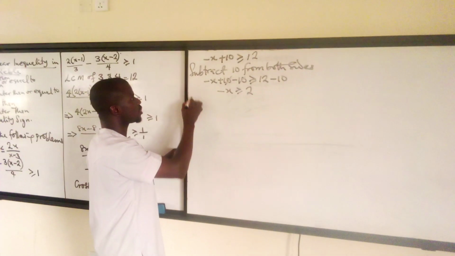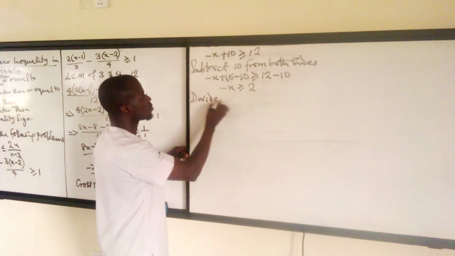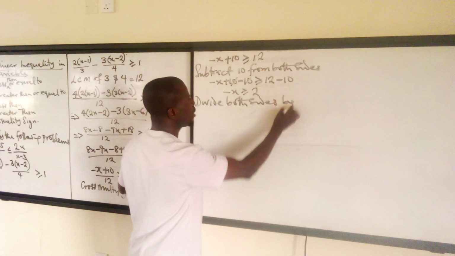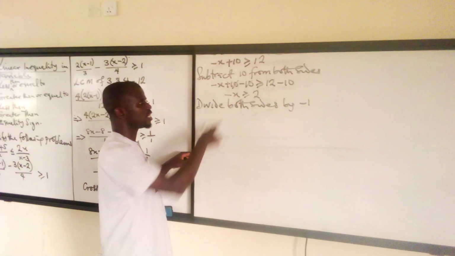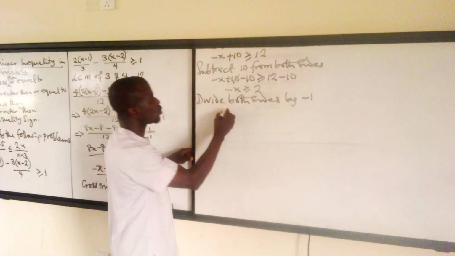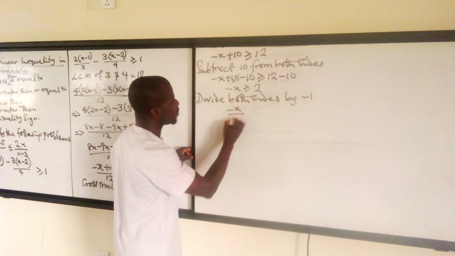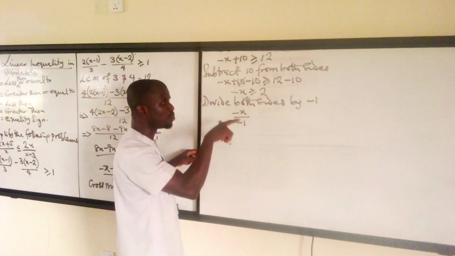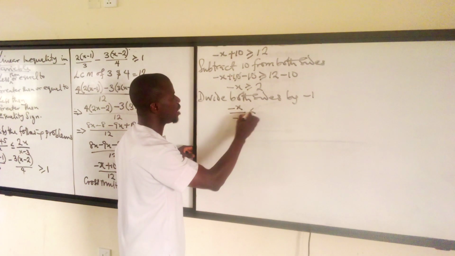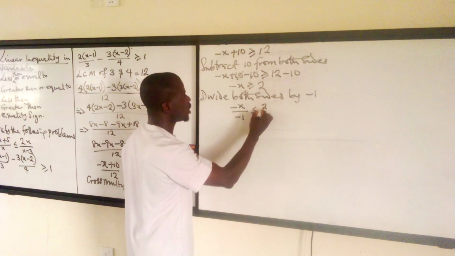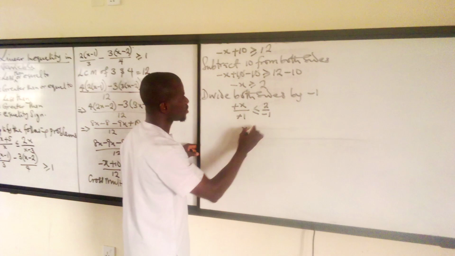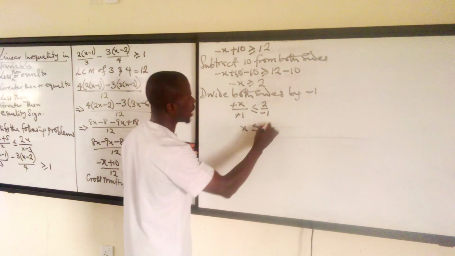Next in line is to say divide both sides by minus 1, which is the coefficient of x. So I have it as minus x divided by minus 1. The sign will change because I'm dividing both sides by a negative number. So less or equal to 2 divided by minus 1. This to this, I'm left with x less or equal to minus 2.